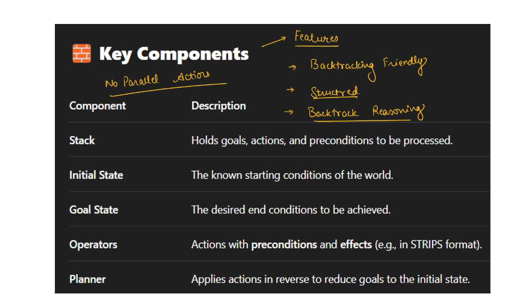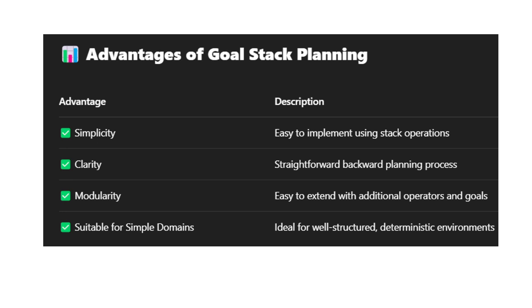Yes, this goal stack planning is very simple to implement. It is very easy to implement, because it is a static domain, it always uses STRIPS format like action models. Clear? Now let's talk about some advantages of goal stack planning.